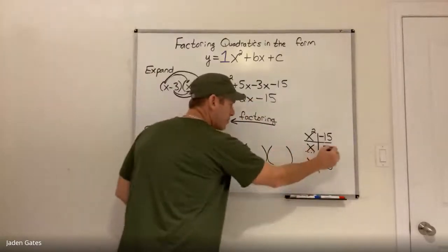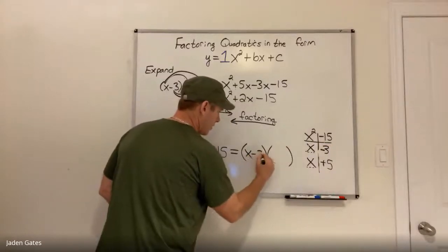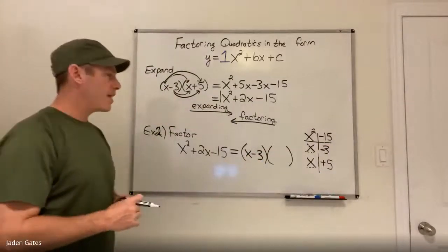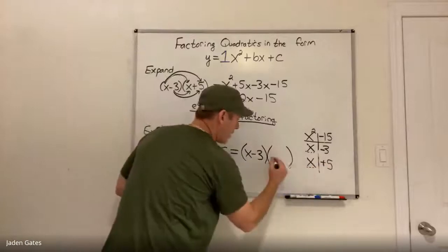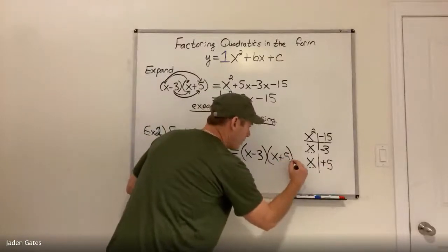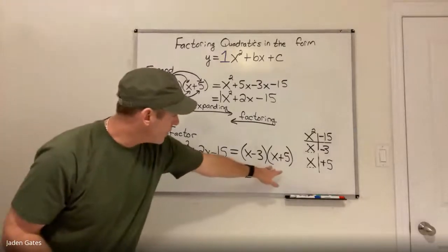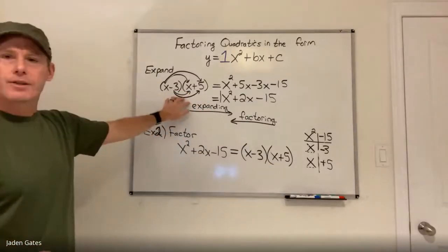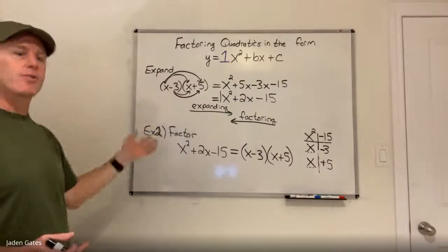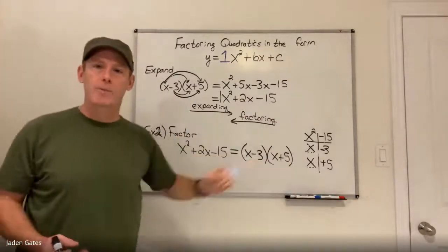So I have an x minus 3. That's the top part. And then the bottom, I have an x plus a 5. And now I just factored it. And guess what? See my answer here? It's the same as what I started with, right? Because factoring is undoing expanding.